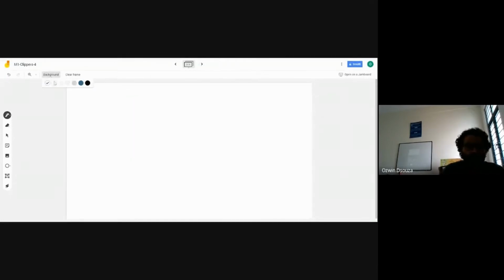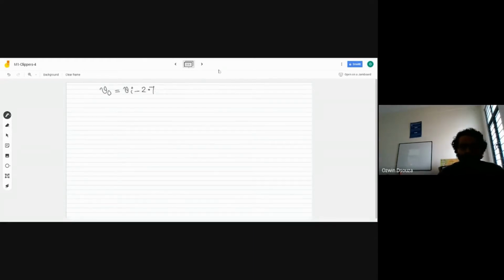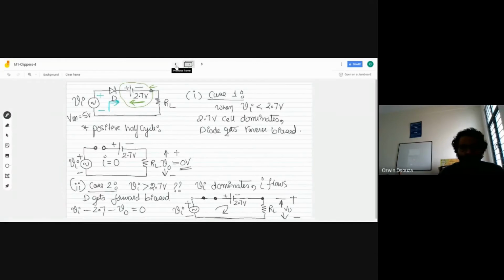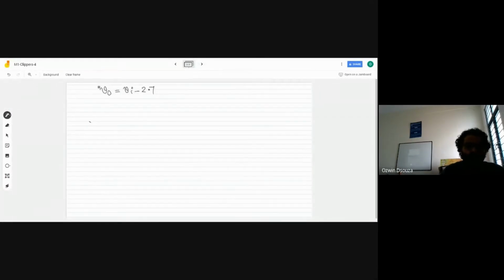Or V naught is equal to Vi minus 2.7. Let me just confirm whether it is correct. Or V naught is equal to, right, Vi minus 2.7. So this is your output equation.